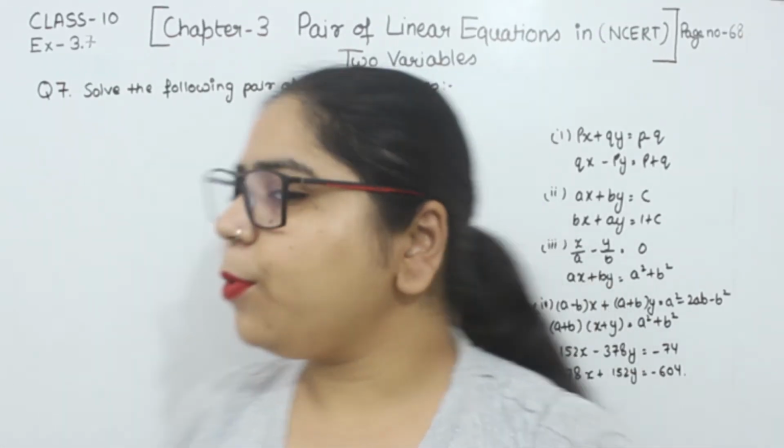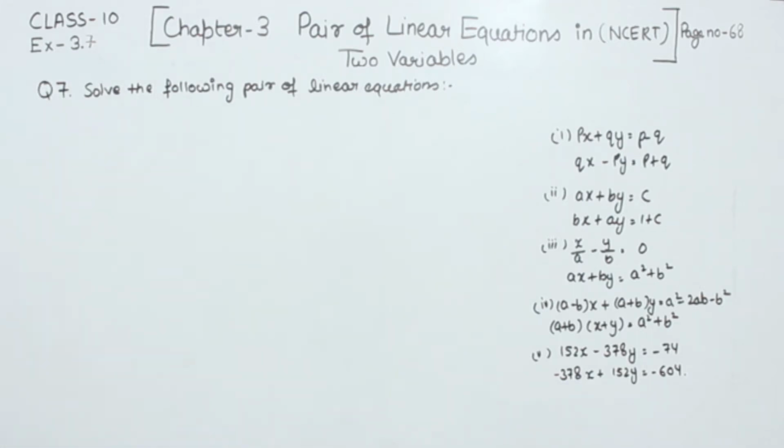Exercise 3.7, page number 68, question number 7. Solve the following pair of linear equations. So we are having 5 parts in the equation. We're going to start with the first one.